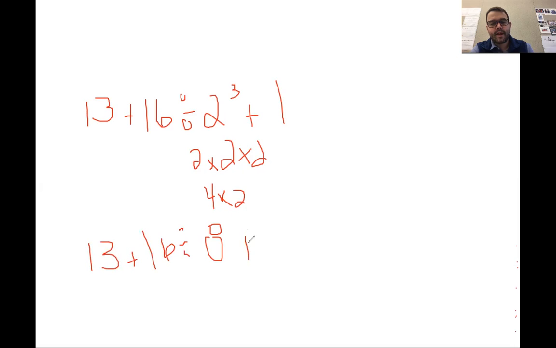plus 1. So now I have to look for multiplication or division. I see division, so I must evaluate that next. That's 2. I have 13 plus 2 is 15, plus 1 is 16. Okay, so now I have parentheses. So now they're adding another layer to this, or they're just adding another component that you must look for.